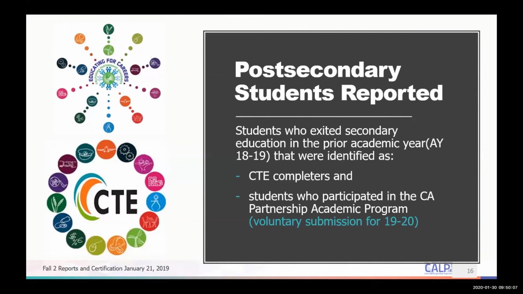And then with regards to post-secondary students reported, as we've mentioned earlier, for this year's PSTS collection for Fall 2, we only need you to report students who completed high school and were CTE completers at any point during their high school year, meaning they completed a CTE pathway. It's not just about finishing a capstone course, right? Just a clarification. And then, of course, if you have data with regards to students who were participating in the California Partnership Academy program, you can voluntarily submit that for the 19-20 year. However, that's not being tracked right now.